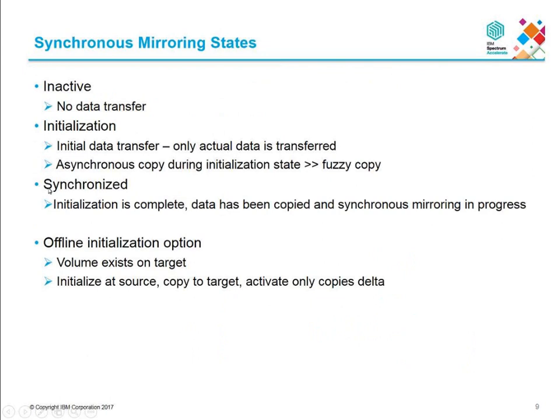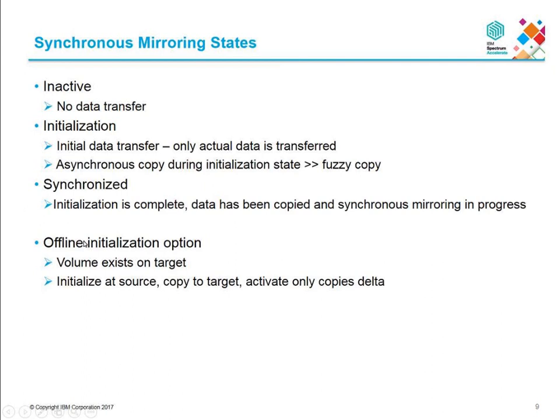Number of states for synchronous mirror: inactive, I'm not moving data. Initialization is where I'm trying to get the primary and the secondary volume to be the same, and they're not. And while I'm in the initialization stage, the secondary or the destination volume is kind of in a fuzzy state because I'm not exactly sure where it is. I'm not sure it's an actual copy of the primary until I'm done with initialization and moving to the synchronized state.